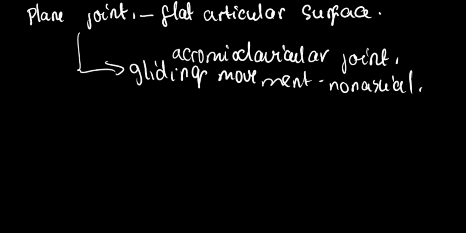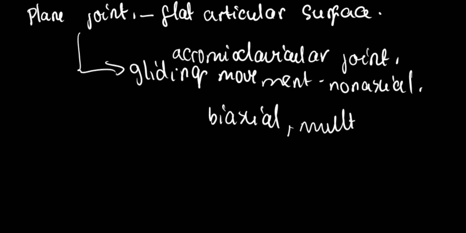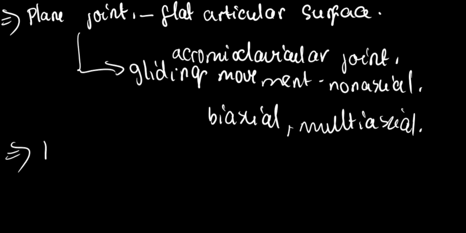It's a non-axial movement because it doesn't exactly take place in a particular axis. So as we would go on to see, we could have a non-axial movement, we could have a biaxial movement, as well as a multi-axial movement. A multi-axial movement takes place in multiple axes of the body. So this is the plane joint. The next type of joint we'd be considering is the hinge joint. Now for the hinge joint, what we have is a uniaxial movement.